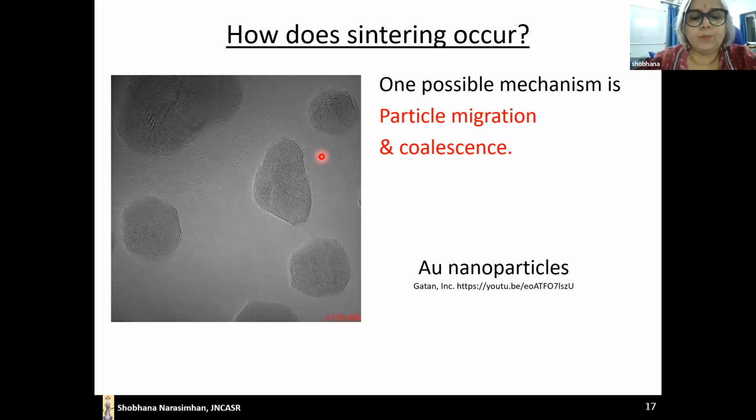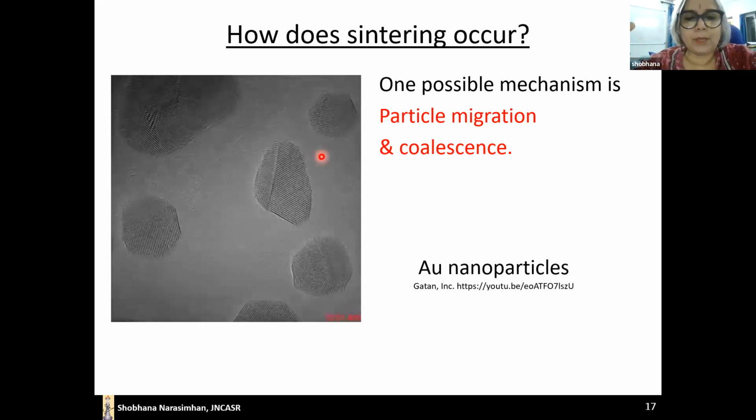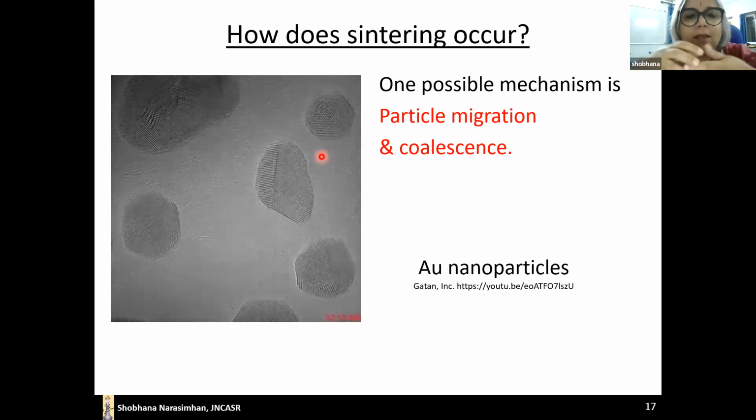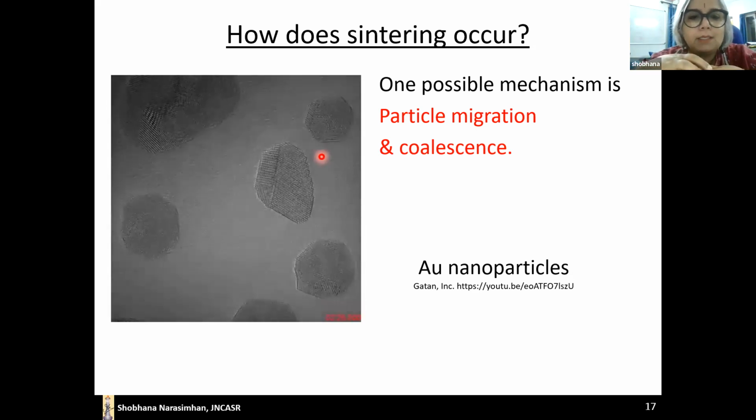So this process where both nanoparticles diffuse on the surface and find each other and coalesce is called particle migration and coalescence. I'll just wait a few seconds more to see if it happens. If it doesn't happen quickly, I'll move to the next slide, but I think we're almost there.